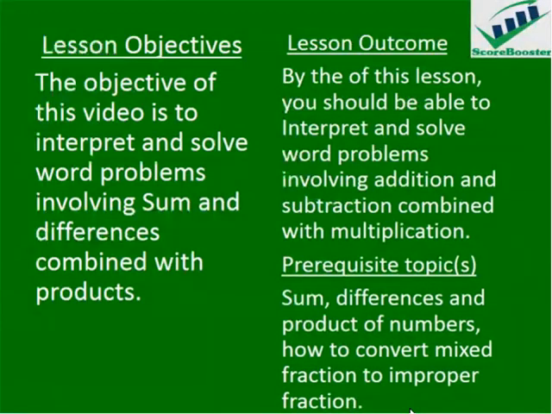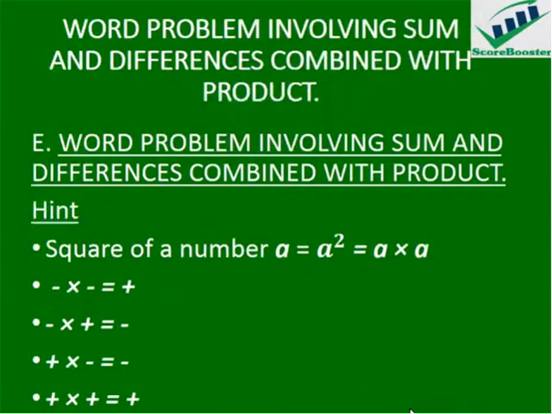This lesson will be basically on examples, but some hints will be given to you. The first hint is that when they say square of a particular number, let's say that number is a, it means a raised to power 2. It doesn't mean 2 times a. It means you multiply that number by itself 2 times, which is a multiplied by a. You were given this in the previous lesson.